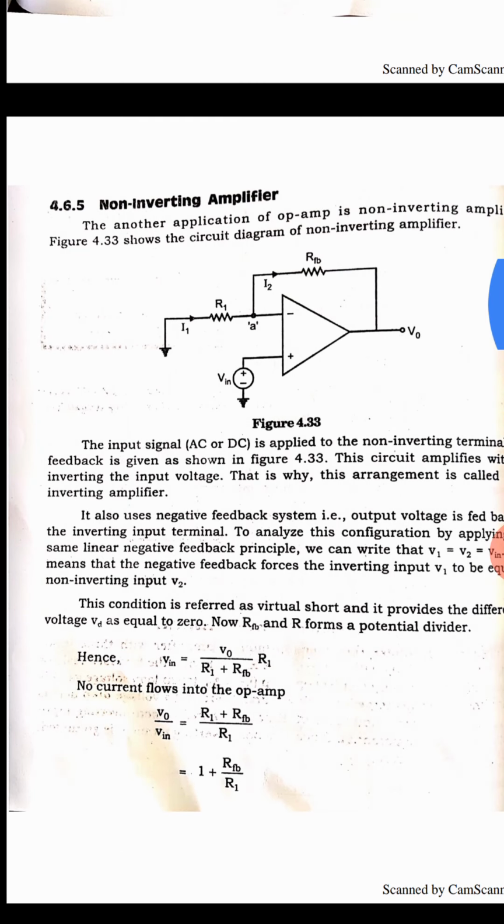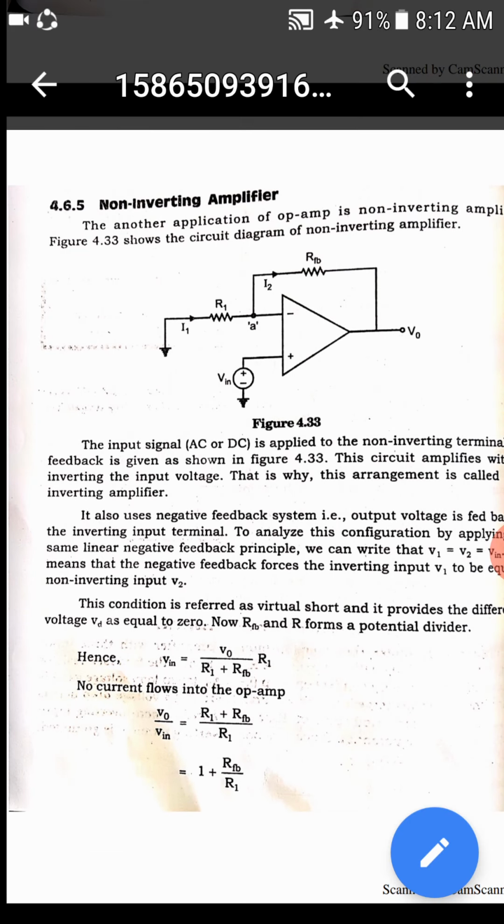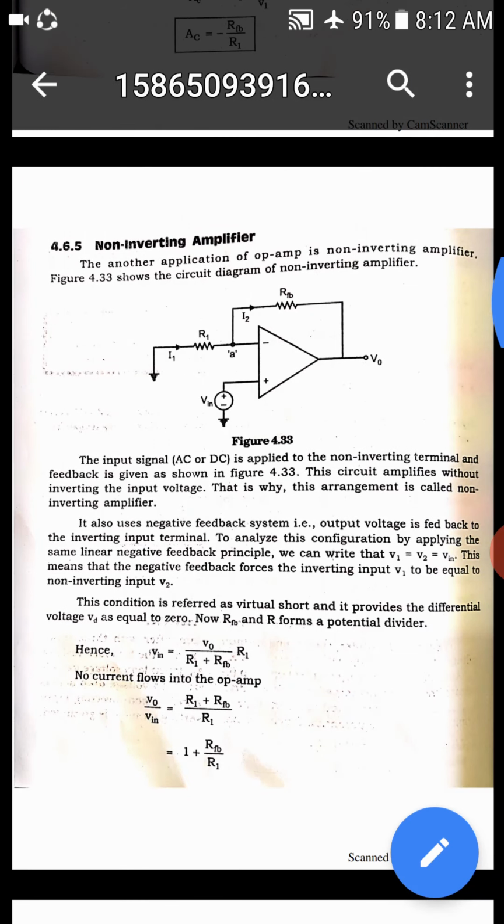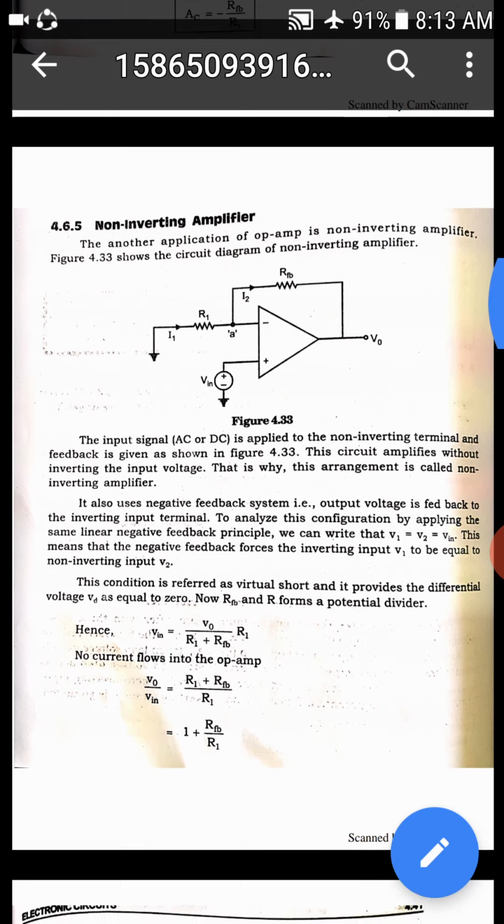The non-inverting amplifier, another application, is also a non-inverting amplifier. Here, definitely, the output V0 will be positive. Let us see that. The input may be AC or DC. We can provide inverting and non-inverting amplifiers. In this arrangement, instead of V1 it is grounded, and Vin is given here.